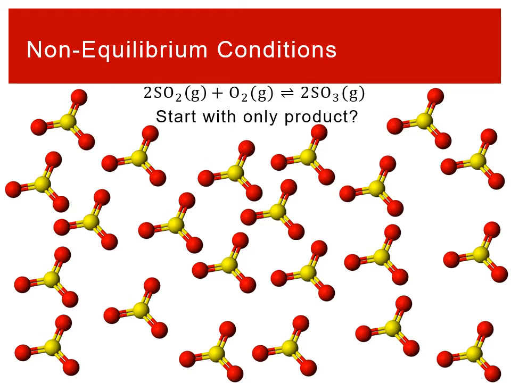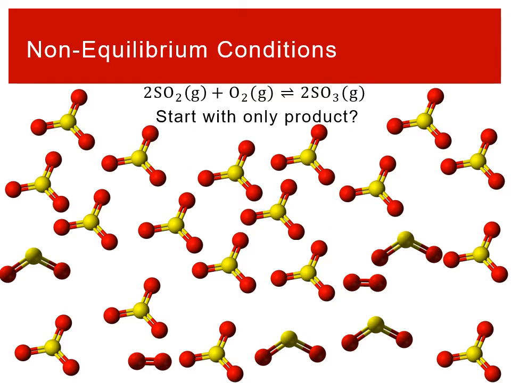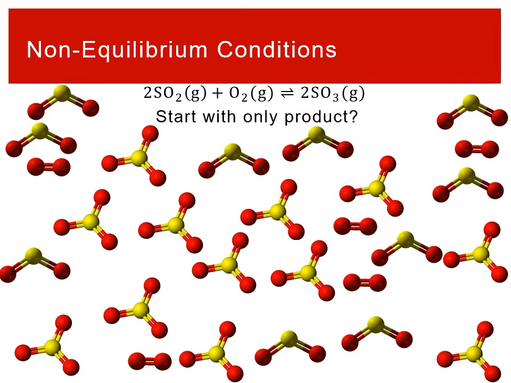I could choose a different initial situation where now I only start with this SO3 product. So I mix only SO3. I know equilibrium reversible reactions can still occur. So if I put product in my mixture, I'm going to start getting some reactant. And I know this will keep going.